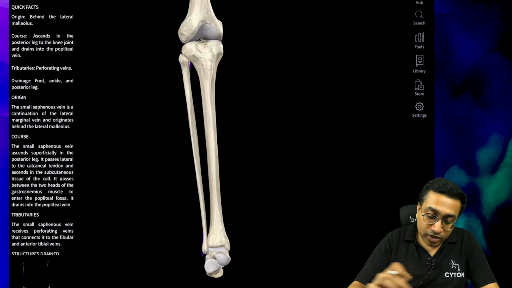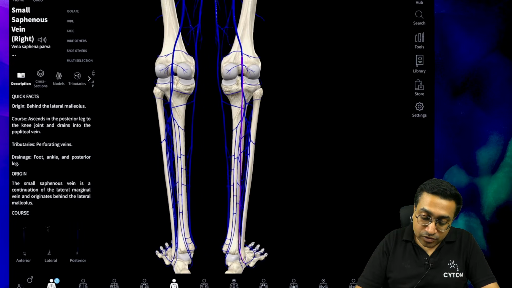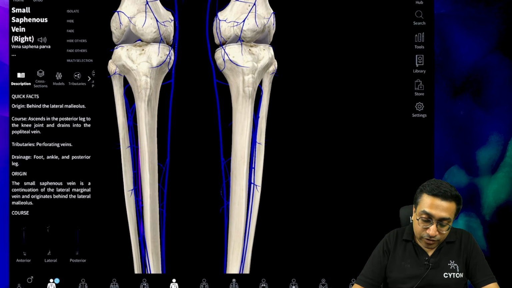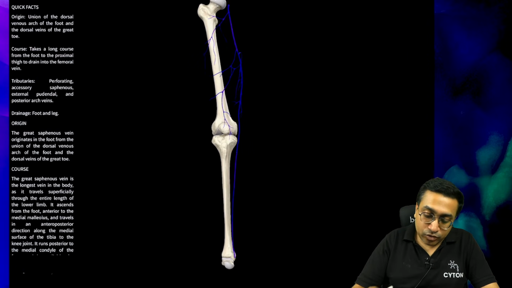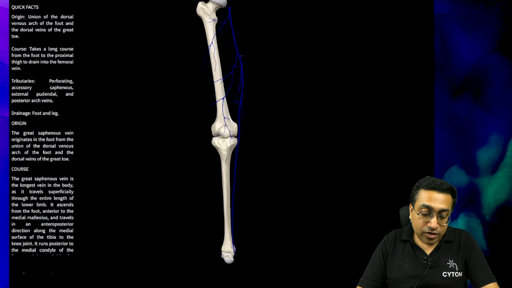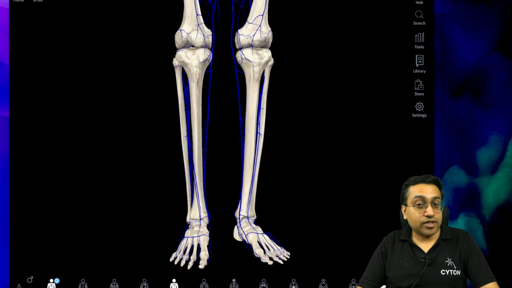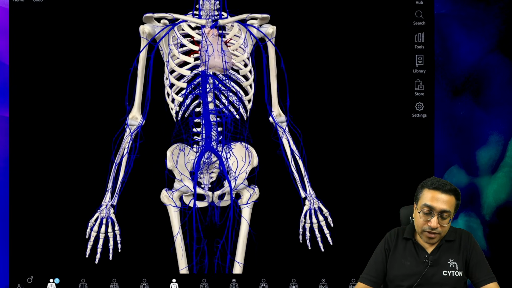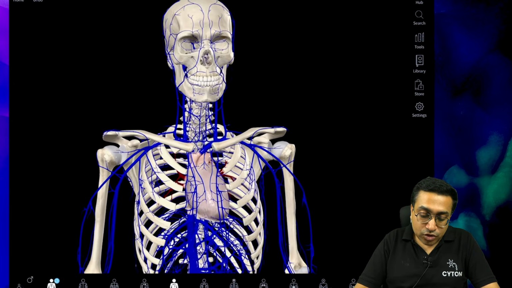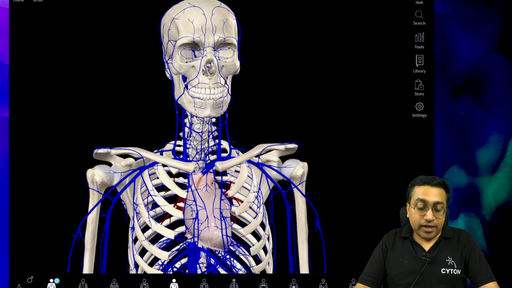If I isolate and show you, this short saphenous vein is running only in this leg region. Compare this with this one, that is the great saphenous vein. If I isolate, you can see it is running all throughout the lower limb. So this becomes very important for grafting purposes and for venesection also. We will discuss that also, what is venesection. So these are all the major vessels which you should be aware about regarding the entire human body.